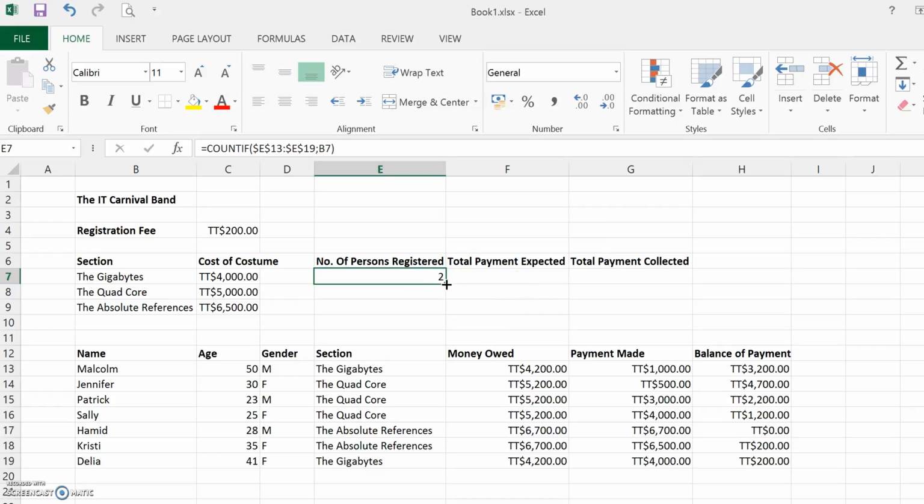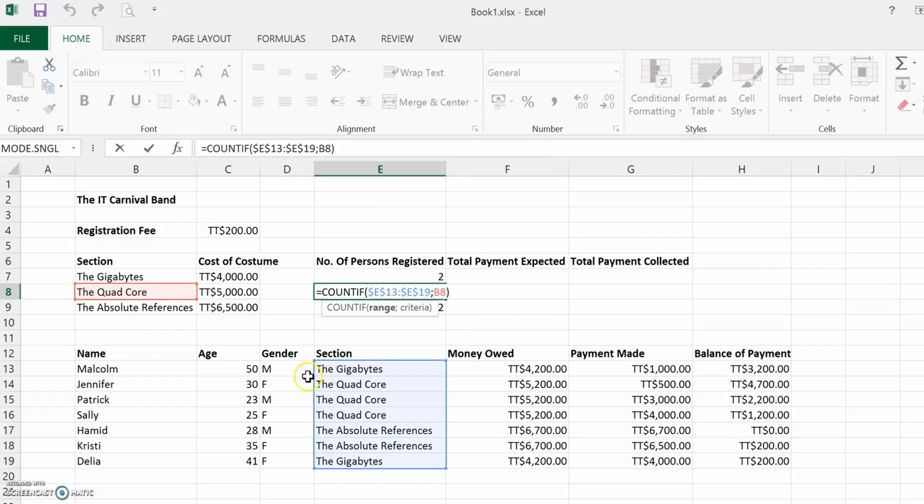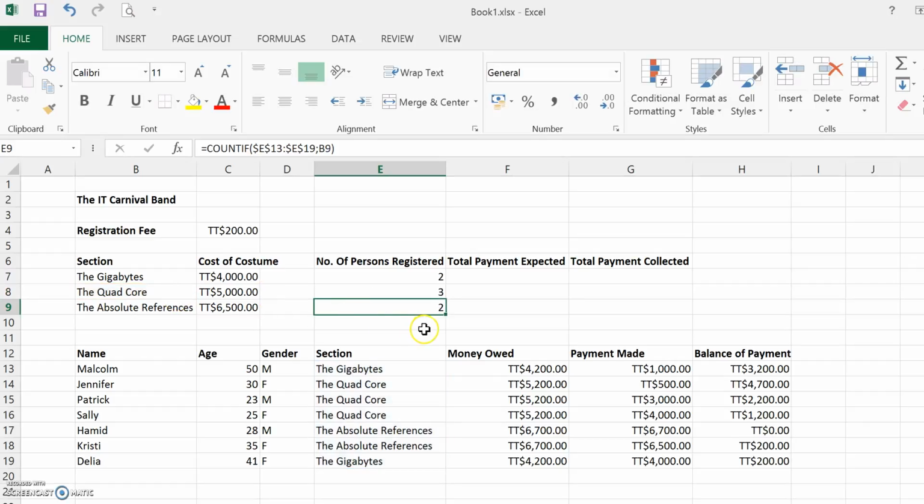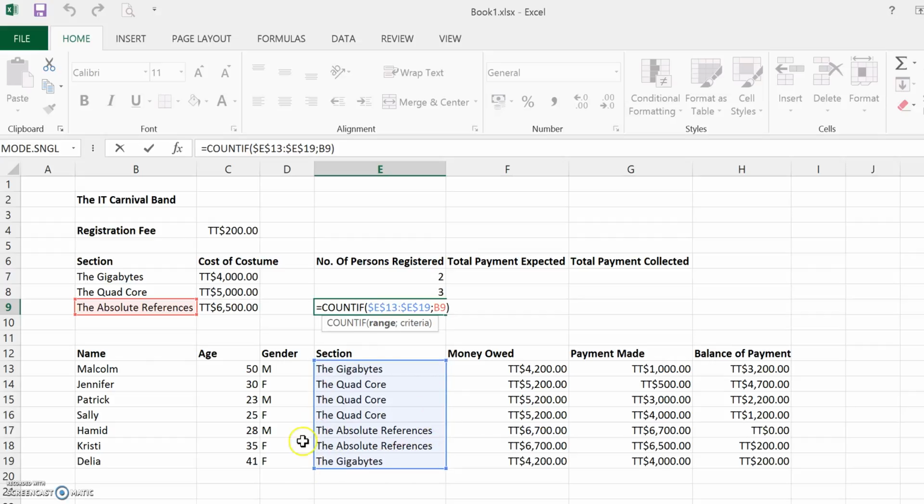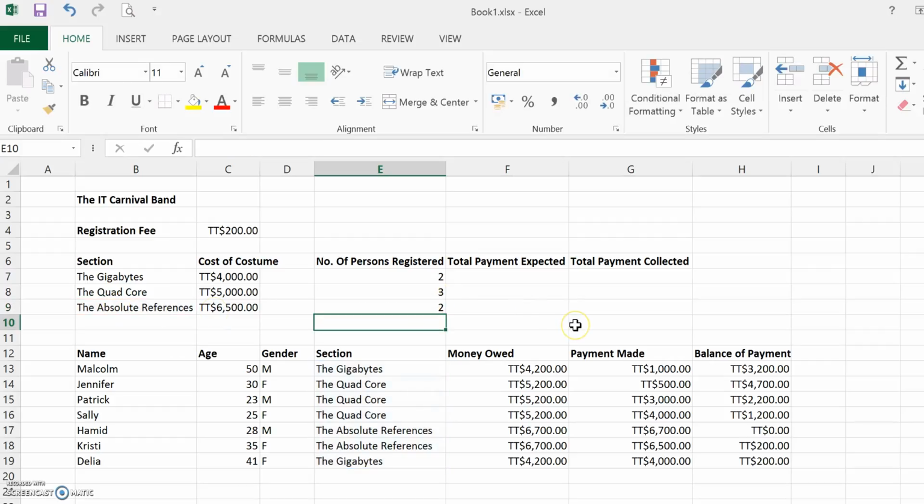So when I copy it down now, I can see for the quad core that I'm looking into the registration data. I'm looking here to see if any of these values equal B8, which is the quad core, and there are 3. And for the absolute references, I'm looking into the registration data to compare it to this value in B9, the absolute references, and I see that there are 2 registered.